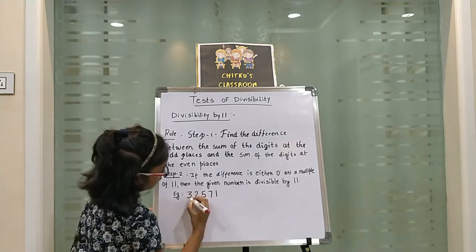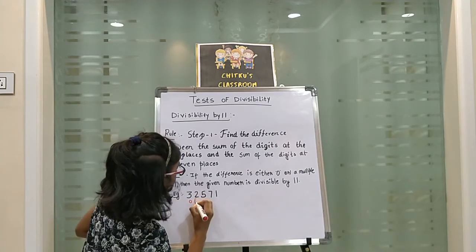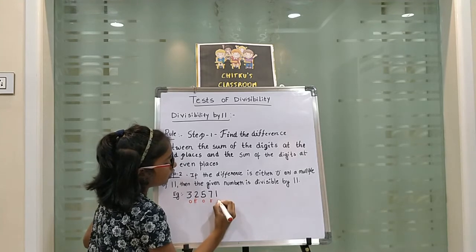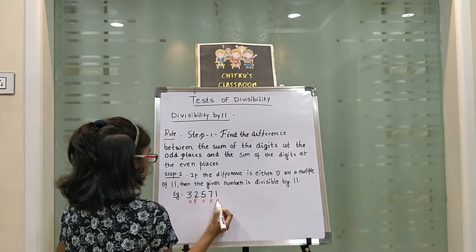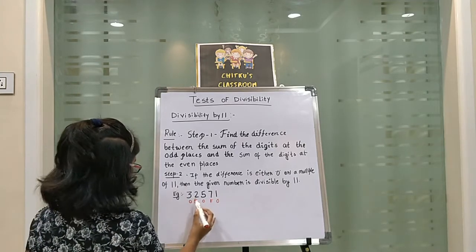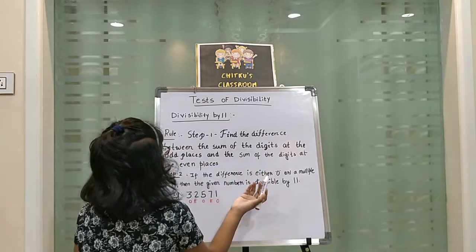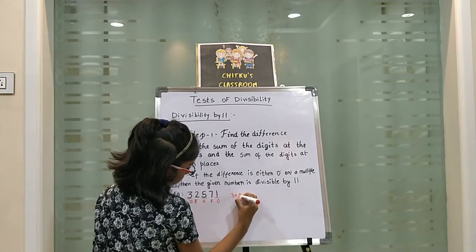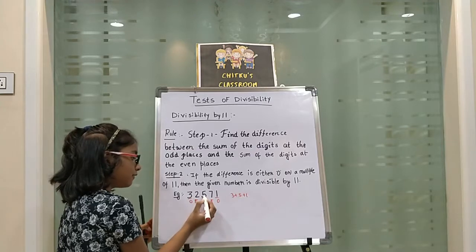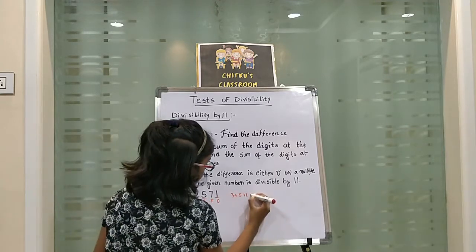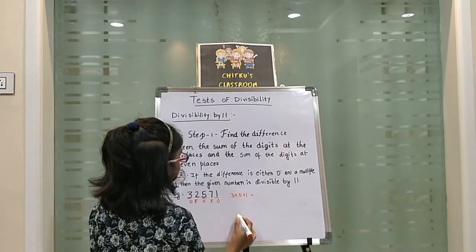So let's do this on this number, okay? So this is odd place, even place, odd place, even place, odd place, okay? O is for odd, E is for even. So we need to do the sum of the digits at the odd places. The odd places are 3, 5, 1. So let's add them. 5 plus 1 is equal to 6. 6 plus 3 is equal to 9.